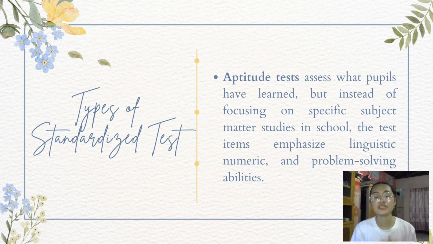The third one is the aptitude test. This assesses what pupils have learned, but instead of focusing on specific subject matter studied in school, the test items emphasize linguistic, numeric, and problem-solving abilities. I'm sure you are all familiar with the aptitude test. We can observe this type of test in the admission examination during our application for the university. We can observe numbers with multiple patterns such as 1, 3, 5, 7, and 9. In this set, we can say that the pattern follows odd numbers. This type of test is designed to assess reasoning and problem-solving skills.